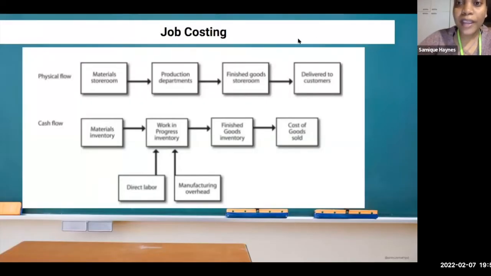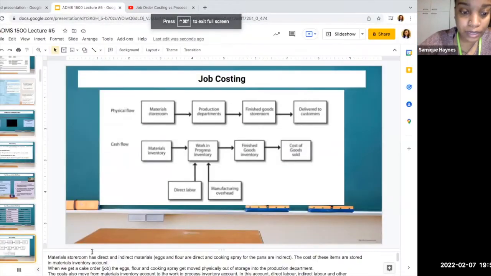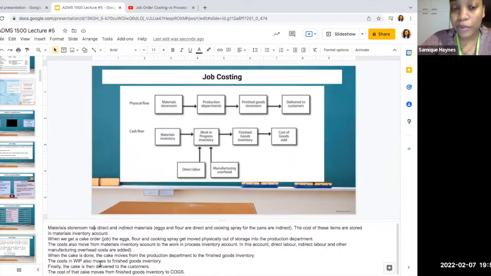Okay, so here I have a flow of costs. Materials storeroom, flowing to a production department, flowing to the finished goods storeroom, flowing to the delivered to customers section, right? So physical flow usually matches the cost flow, and I'm going to tell you how that happens. When you do get this slide, you'll see that I put in the comments under here an example of the flow and how it works.